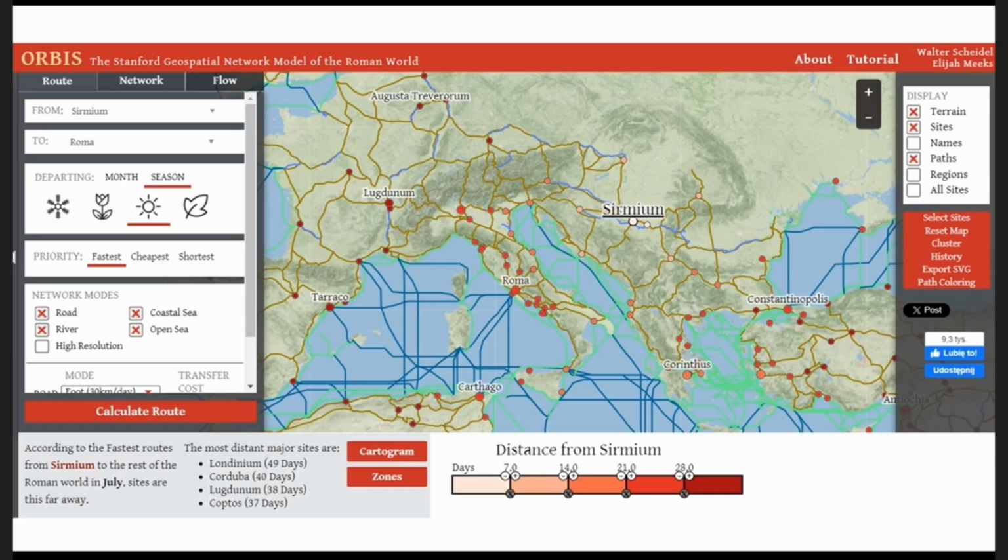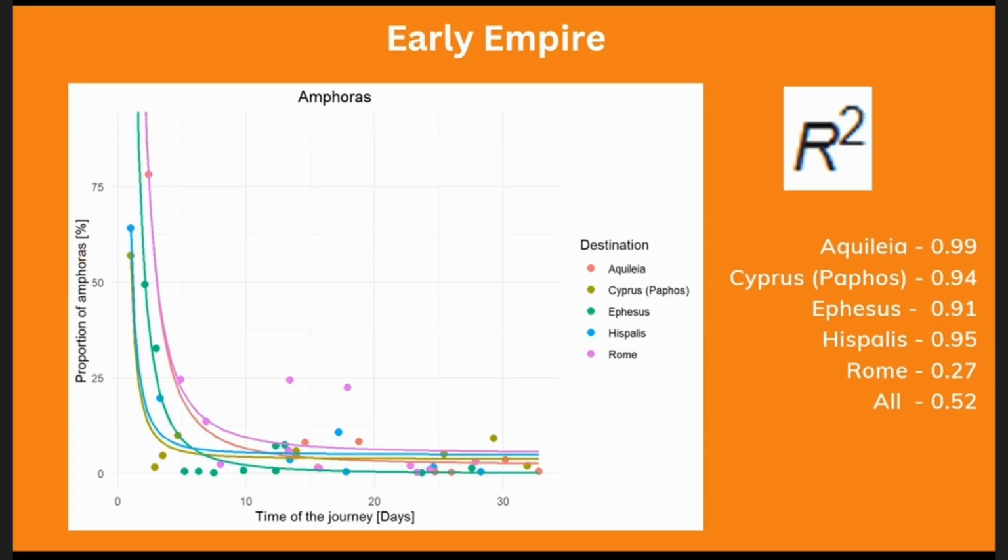In the market economy, we should observe a certain relation between the distribution of goods and their transport costs, while in, let's say, a command or clan economy, we shouldn't see any correlation like this. And what do amphoras show us?